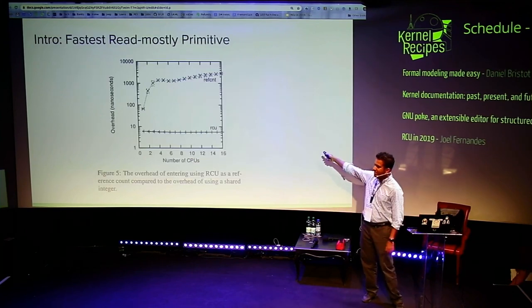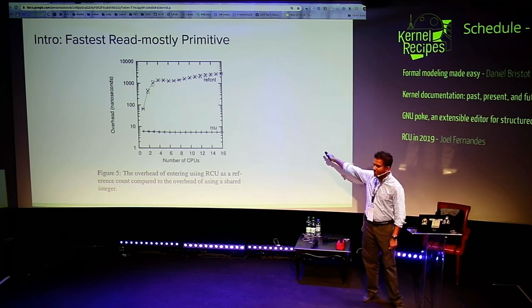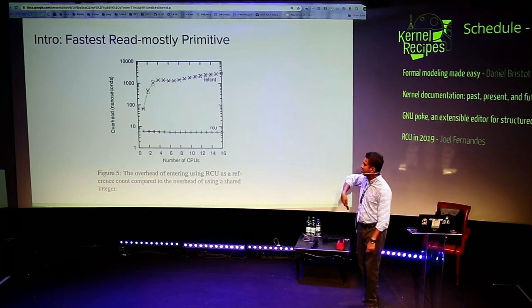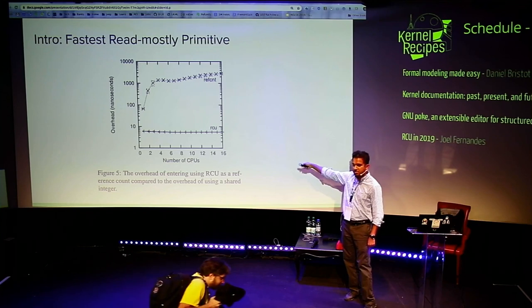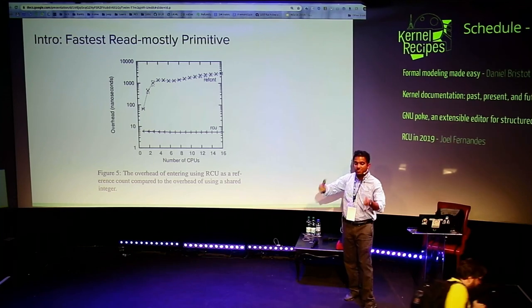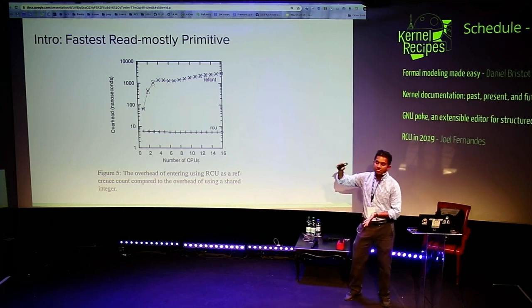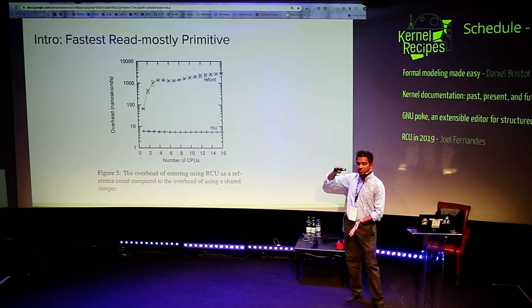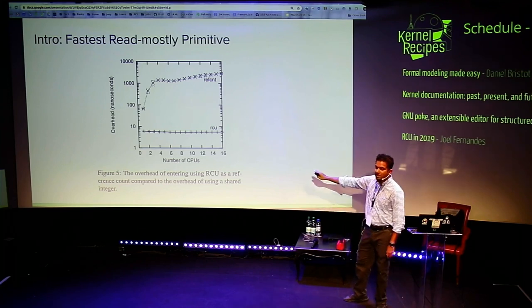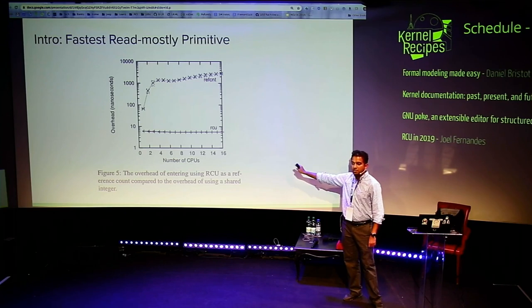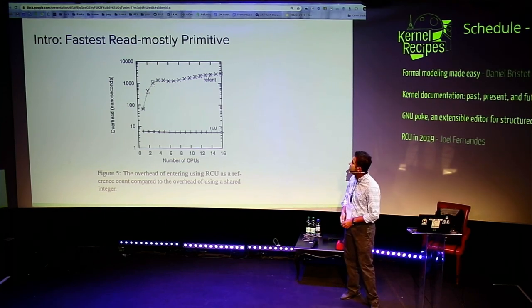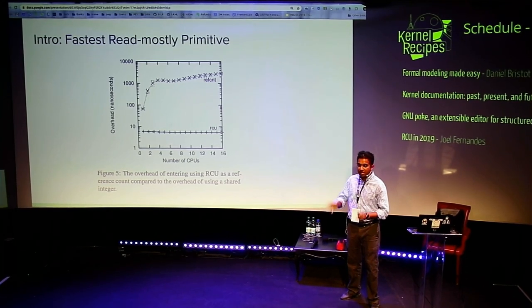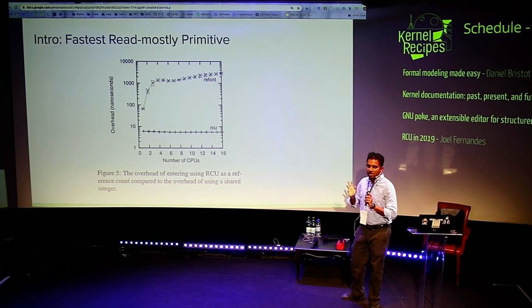So let's see the scalability of RCU. This is from the RCU usage paper. Here we have a reference count implementation using shared integers, using an integer. And you have RCU that is acting like a reference counter. How? You can mark sections that are referenced with RCU read lock and unlock. And you can see here that as the number of CPUs increases, the cost of RCU read lock and unlock is flat, as the cost of using a shared integer goes up. So this is a very great illustration of the scalability of RCU. It's the fastest known read-mostly synchronization primitive.